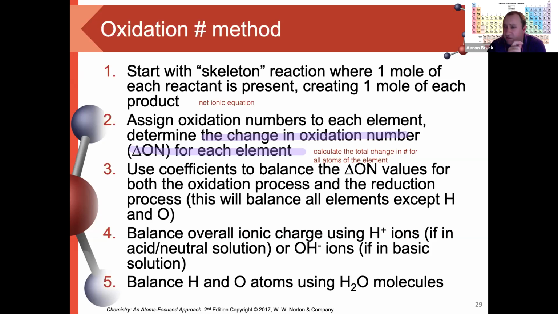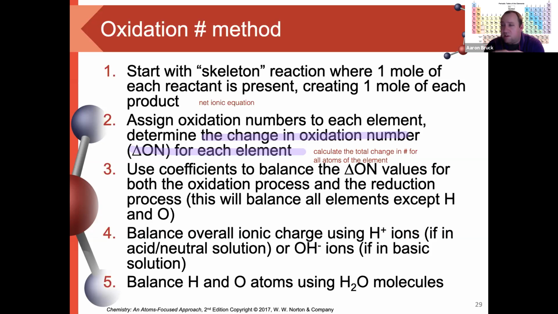Now, in the process of doing that, every element that is not hydrogen or oxygen will also be balanced in the process. And then finally, the last 2 steps kind of run into each other. Step 4 is we're going to balance the total ionic charge on the reaction by either using hydrogen ions if the reaction is occurring in acid, or hydroxide ions if the reaction is occurring in base. That'll fix the charge issue, and then we'll use water at the very end to fix the hydrogen and oxygen issue.